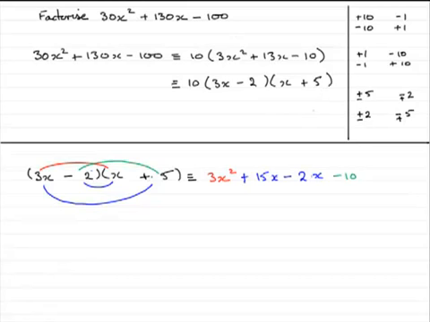That brings us to the end of this tutorial, and in my next tutorial I'm going to show you how we deal with factorising quadratic trinomials where the x term is negative and the constant on the end is also negative.